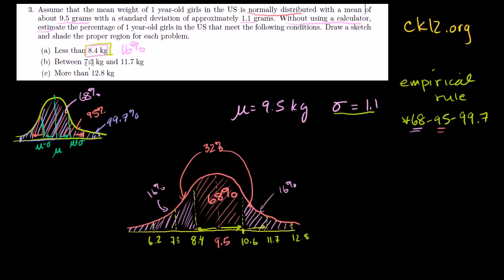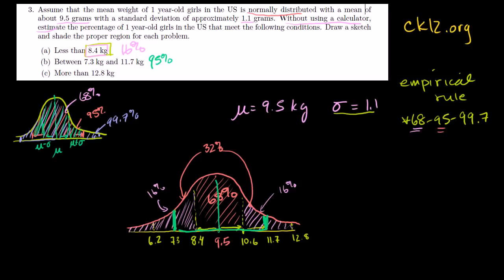Let's do part B. Between 7.3 and 11.7 kilograms. So between 7.3, that's right there, that's 2 standard deviations below the mean, and 11.7, which is 2 standard deviations above the mean. So they're essentially asking us, what's the probability of getting a result within 2 standard deviations of the mean, right? This is the mean right here. This is 2 standard deviations below. This is 2 standard deviations above. Well, that's pretty straightforward. The empirical rule tells us between 2 standard deviations, you have a 95% chance of getting a result that is within 2 standard deviations. So the empirical rule just gives us that answer.